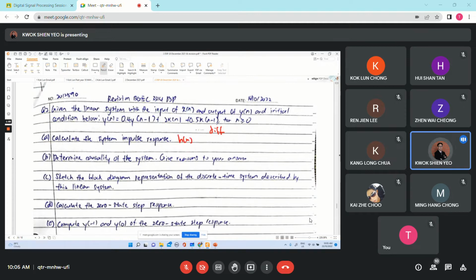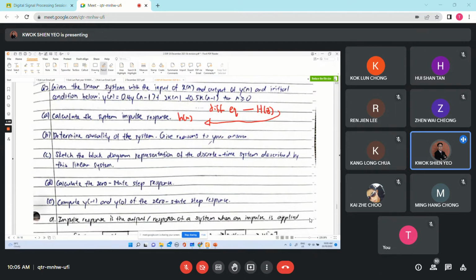Okay. So this one is also the same. Difference equation, you find what is H(z), then you find what is H(n), right? And determine the causality of the system. So you can read from here to see whether it is causal or not causal. Causal means you don't have future values, right? So in this case, this is causal.